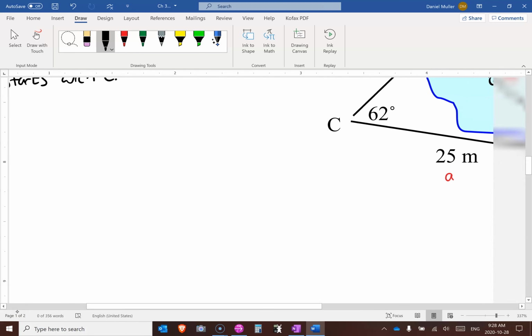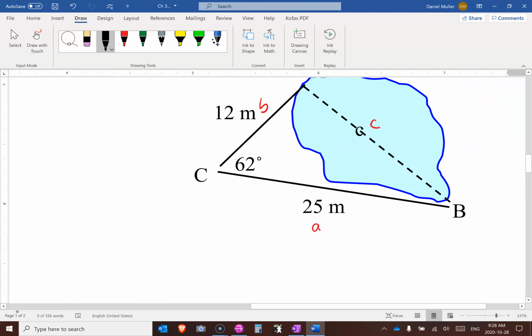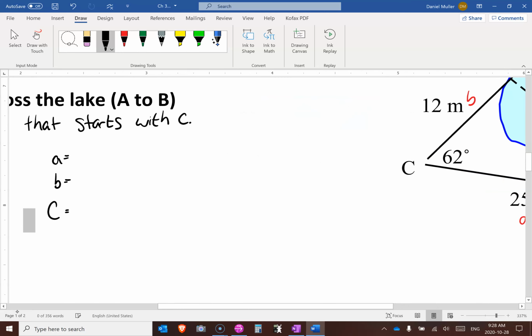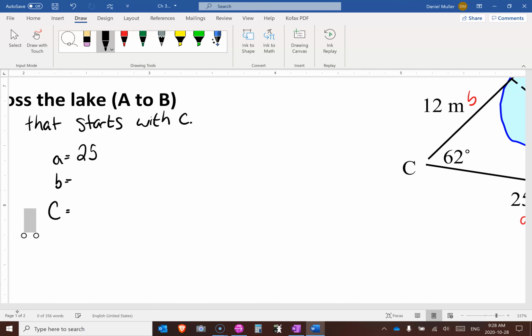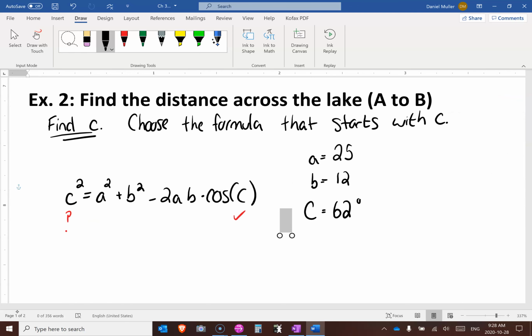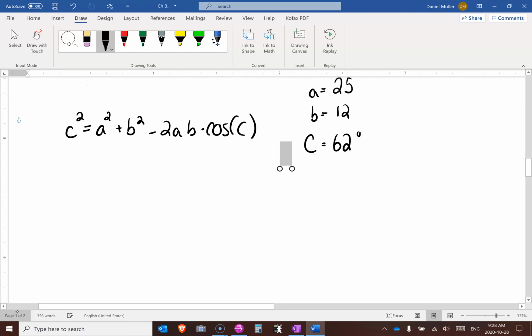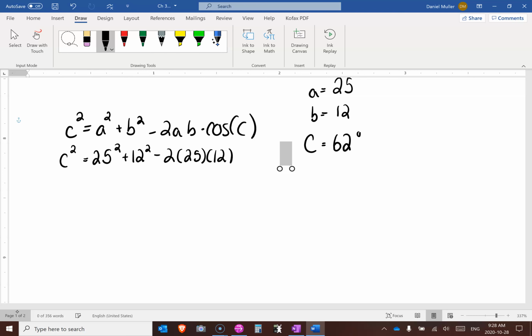So let's take a look here. A is 25, B is 12, and capital C is a 62. So A is 25, B is 12, and C is a capital 62 degrees. So we can just now fill this out and solve for whatever we need to solve for, which is lowercase c in this case. So 25 squared is 625.